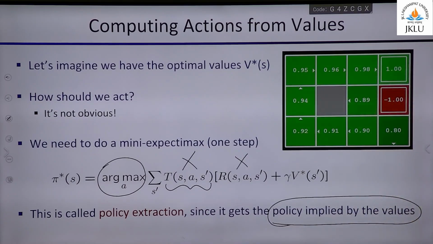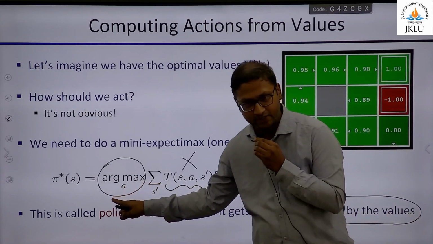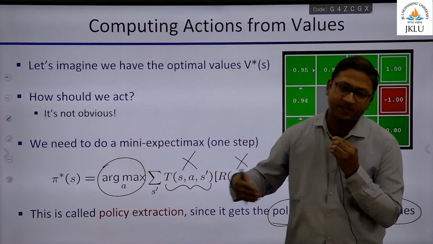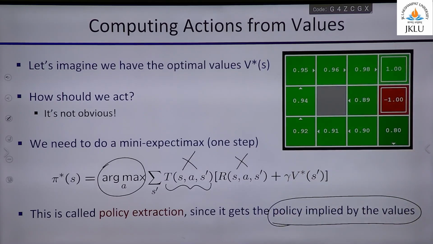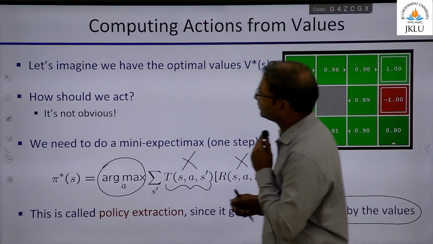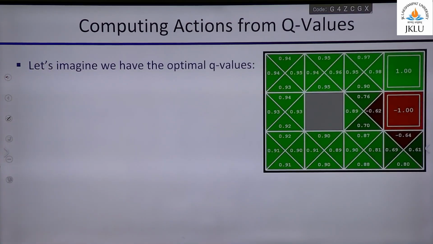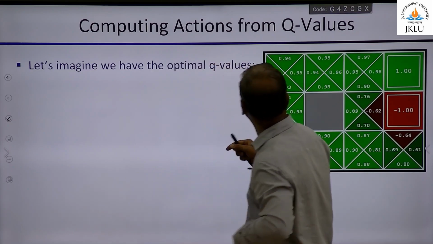See, what is argmax? Give me the value of A that maximizes. So in this case, let's say it is north. So computing actions from Q values.